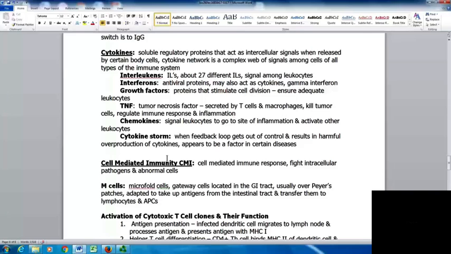So a cytokine storm occurs when the feedback loop gets out of control. This will result in the harmful overproduction of cytokines. This appears to be at least a factor in certain diseases.